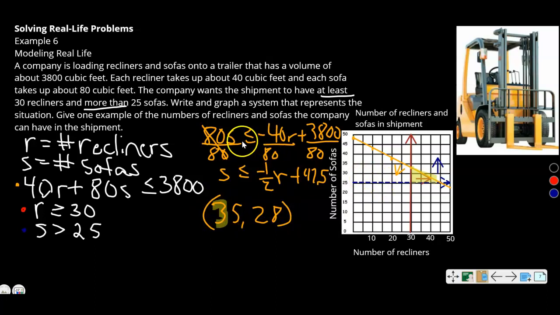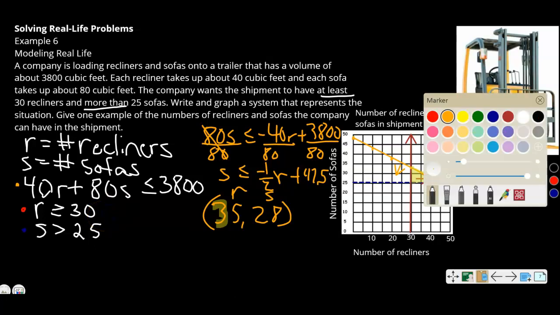Because we're talking about recliners and sofas, it has to be a whole number, because you're not going to have half a recliner or half a sofa. So even though we have this whole area shaded, we know that it's going to be whole numbers here in order to make this actually work. All right, so this would be my R, and this would be my S instead of my X and Y. So is 35 greater than or equal to 30? Yes, it is. So this point works for this system.